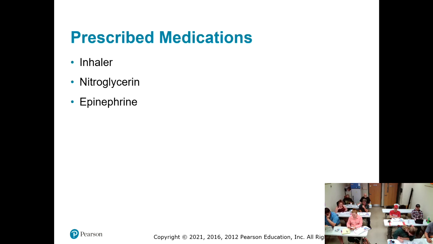So some prescribed medications that you'll assist patients with: inhalers, nitroglycerin, and epi. We've already talked about epi, so I won't talk about that one too much. Patients who have any history of anaphylaxis, they're prescribed epi. So for kids, it'll say on it Epi Junior, and for adults it'll just say epinephrine. Epi Junior is the half concentration, because the dose for kids is 0.15 milligrams of epi, whereas adults are 0.3 milligrams. So you can assist them with theirs.